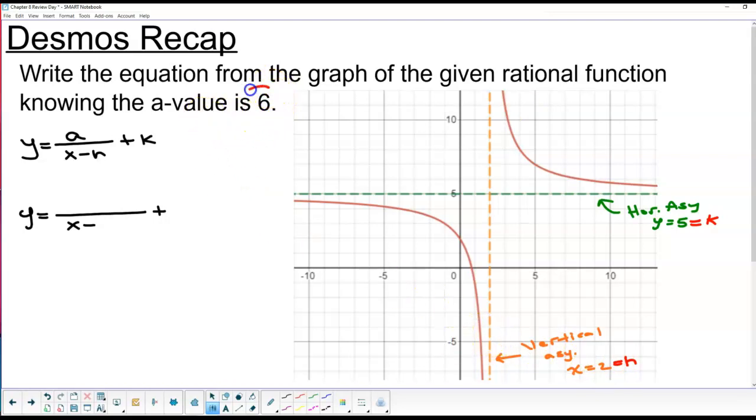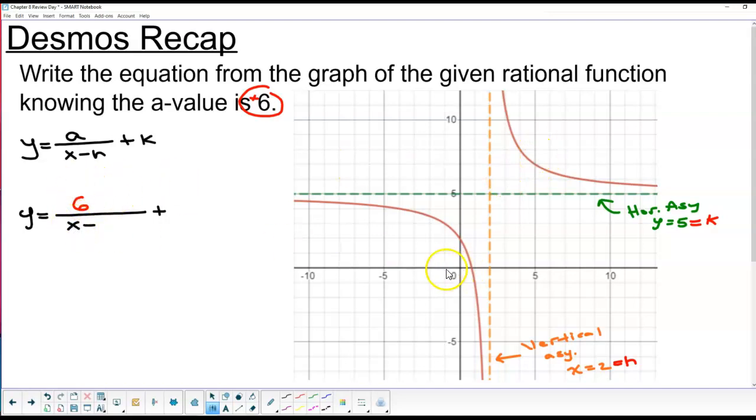Now, we already know that a is positive 6. The big thing is notice it's positive, so it's in the upper right first quadrant and lower left 3. So that's our indication of positive. If it was in these two quadrants, then we know it would be a negative 6. But we know we got a up top is 6.